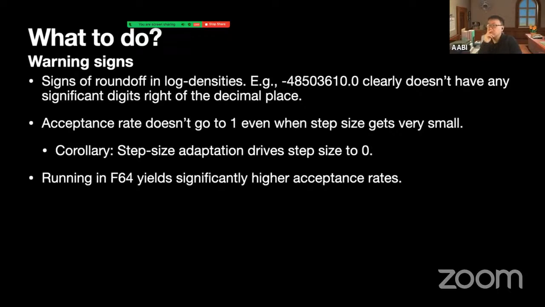Another warning sign is that the acceptance rate doesn't go to 1 even if you decrease the step size, right? So a corollary is that if you do step size adaptation, trying to target some acceptance rate, those adaptation algorithms usually assume that if you drive the step size to 0, then your acceptance rate will go to 1. And if that assumption is violated, then the step size adaptation algorithm is just going to keep struggling to drive the step size low enough to get good acceptance rates. It never will, and so you'll wind up with a step size of 0. Finally, of course, the smoking gun is that if you can do things in float64 and you see that they yield significantly higher acceptance rates, that's obviously very compelling evidence.